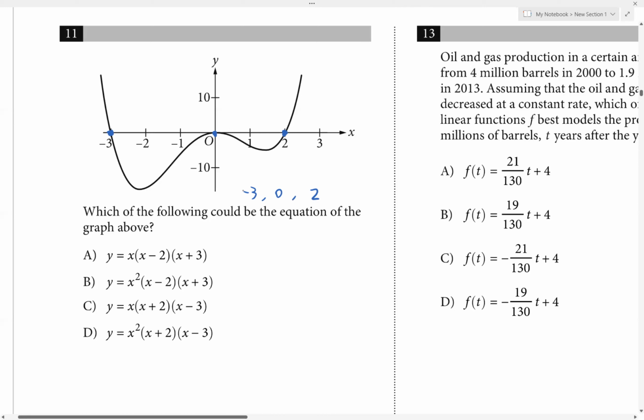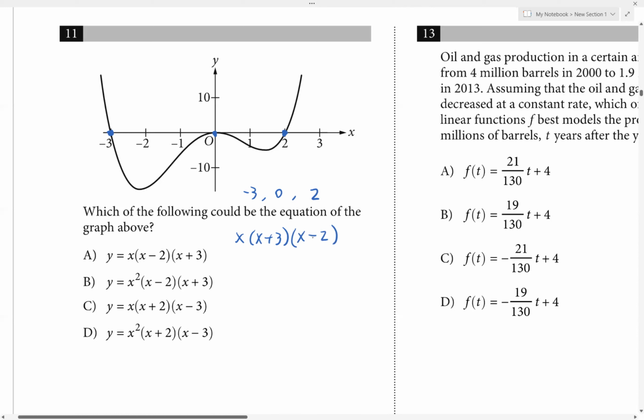So if -3 is a zero, then as a factor we should have x plus 3. Whatever the x-intercept is, when we write it as a factor, the sign will be opposite. So -3 will be x plus 3. If you just have a 0, that will be x minus 0, which is just x. Let me put it up front. It will be a x. And then the 2 will be x minus 2, because a positive 2 in the factor will be x minus 2.